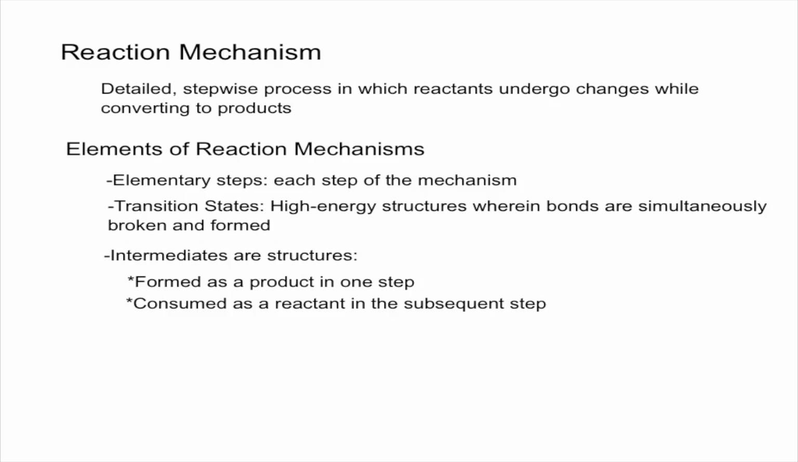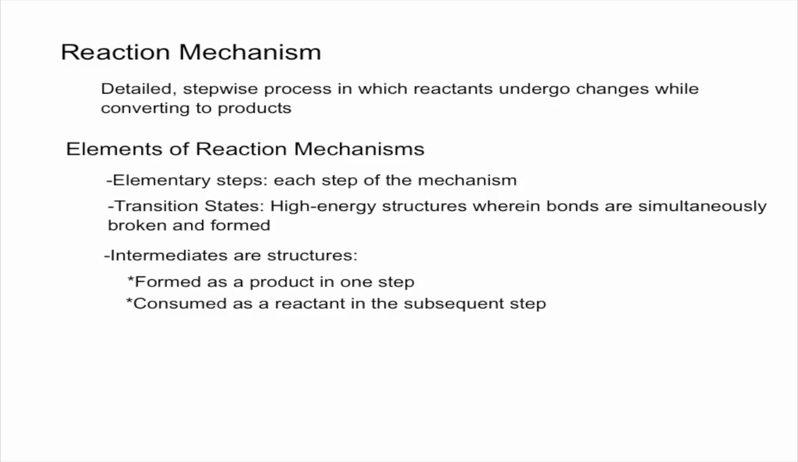Then we have transition states, which are high energy structures wherein bonds are simultaneously broken and formed. So transition states don't really exist physically as molecules because of how unstable they are, but they're just basically what's in between the formation of the molecule. So we'll have some bonds broken out of the reactant to form some bonds on the product. And they can be hard to picture at first, but let's see how a transition state looks like.